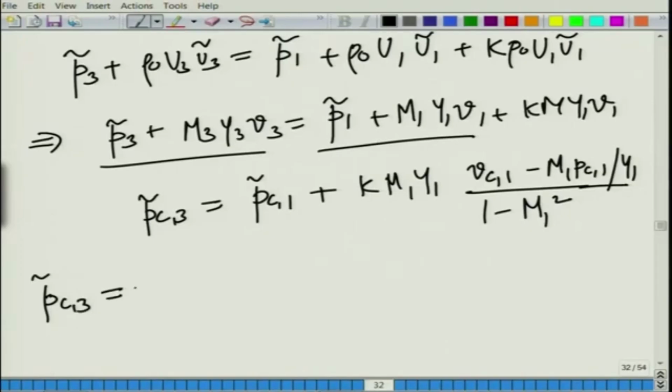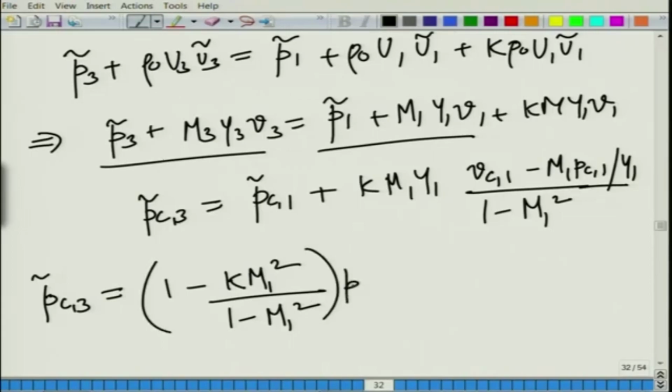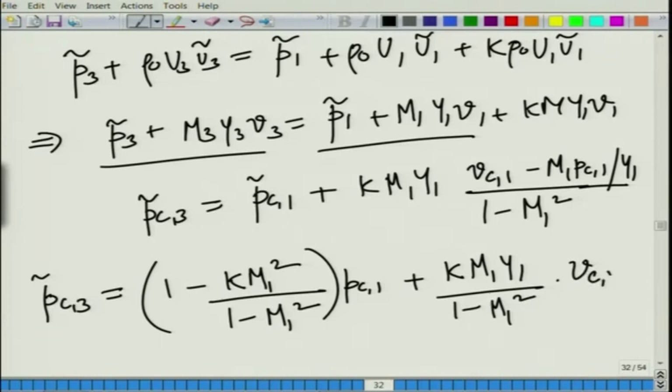and to finally end up with the following relation: 1 minus k M 1 square over 1 minus M 1 square into P C 1 plus k M 1 y 1 over 1 minus M 1 square into V C 1. Okay. So, we get this sort of a relation.